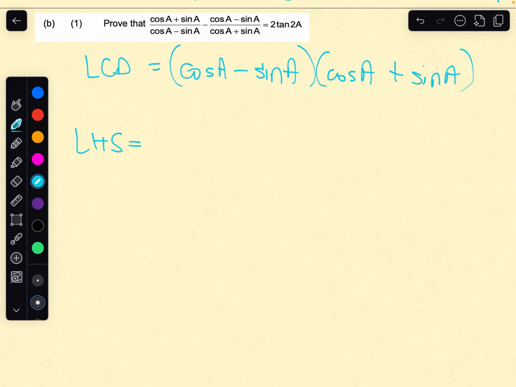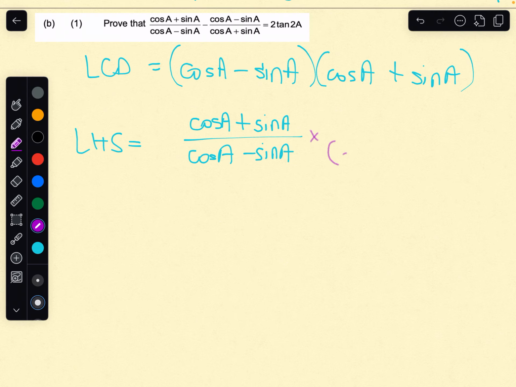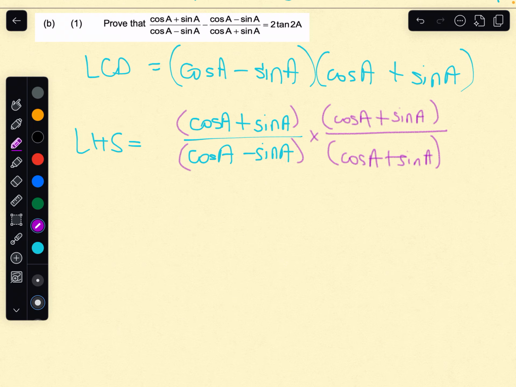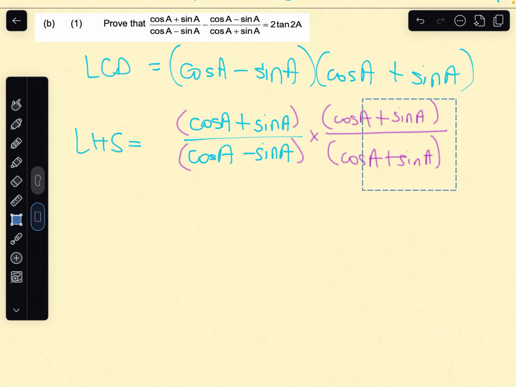So we have cos A plus sin A divided by cos A minus sin A, and that's going to need to be timesed by cos A plus sin A in order to get to our lowest common denominator, but then we'd need to do the same up here. Very important to remember that it's going to be a FOIL.